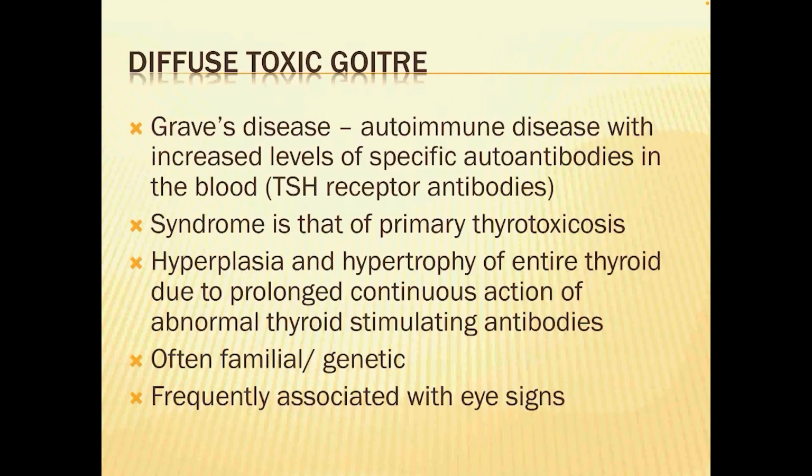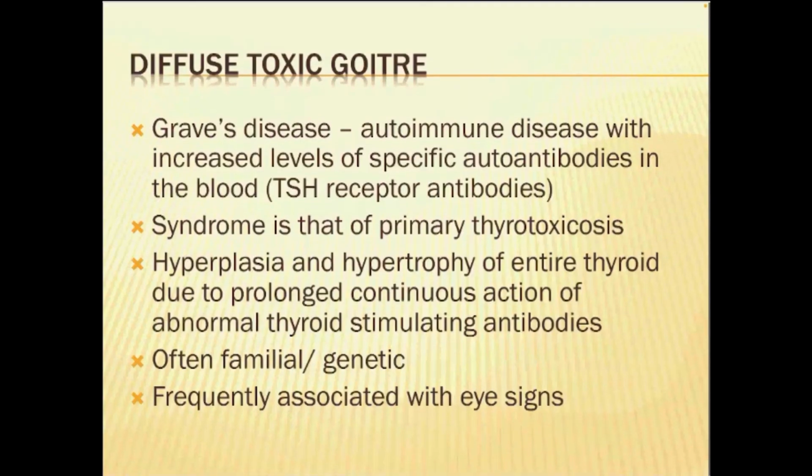So coming to the diffuse toxic goiter, also called Graves' disease. It is an autoimmune disease. The main etiology is that it will have autoantibodies to TSH receptors.